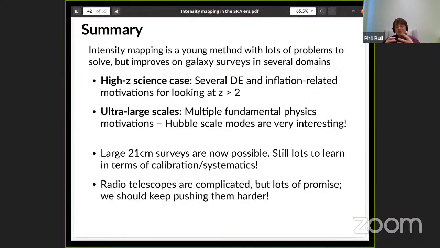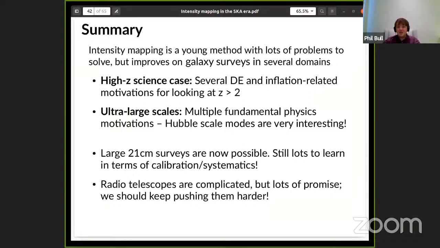So to finish off and to summarize, intensity mapping is a young method. It has lots of problems. We're really getting to grips with them at the moment. They're tough problems. We think we can solve them, but it's a lot of work. But I think it'll be worth it because these things can improve on more traditional galaxy surveys in several different interesting ways. I've mentioned what we can do at high redshift and why there are compelling reasons to look at higher redshifts than a typical galaxy survey can detect. And also why it might be interesting to look at ultra large scales, which are difficult no matter what method you use. Maybe an intensity mapping survey is the best way of accessing those.